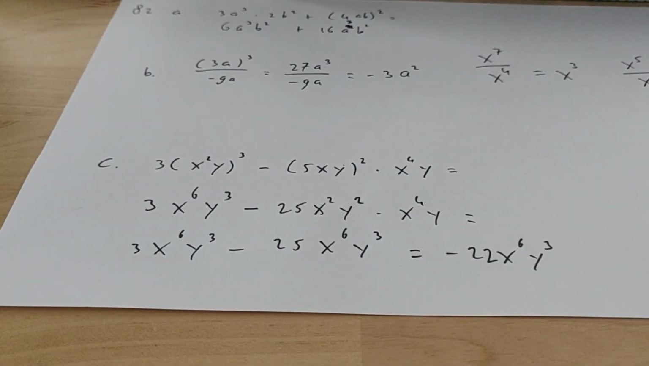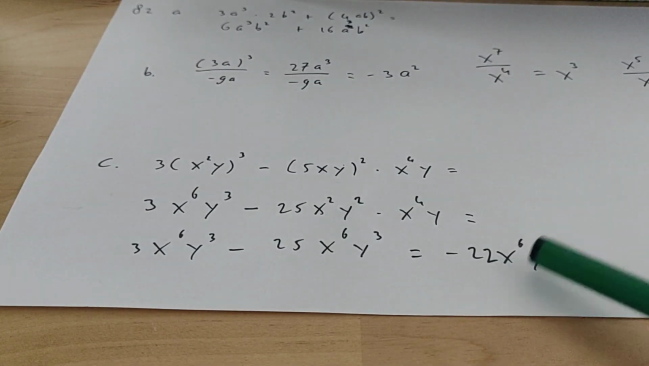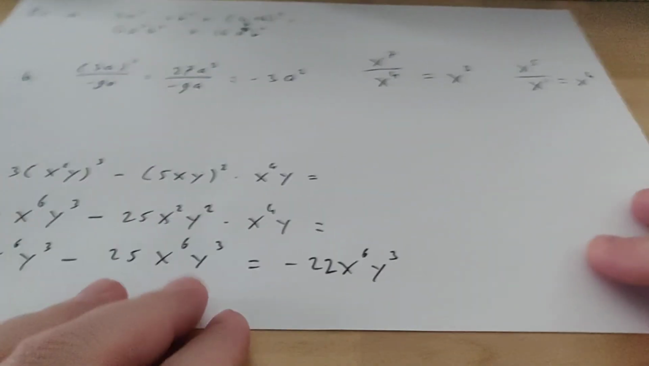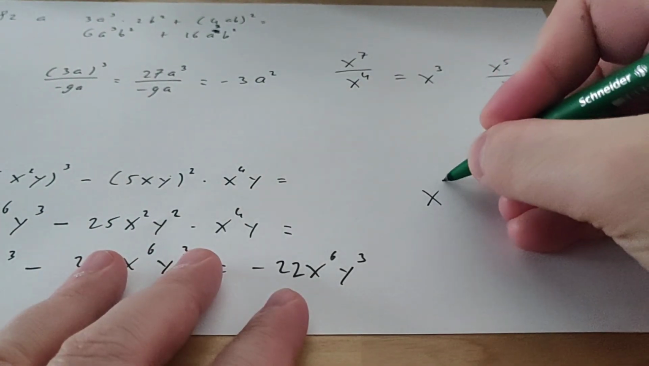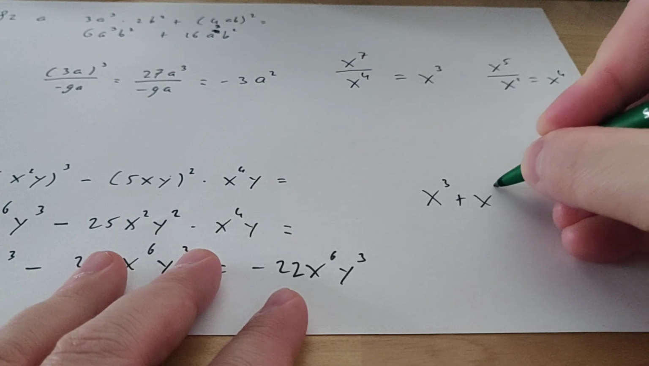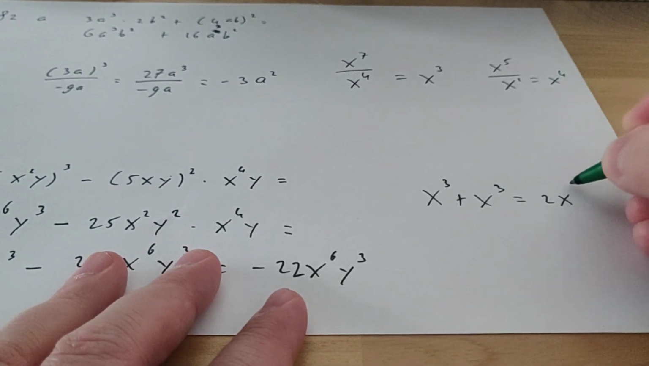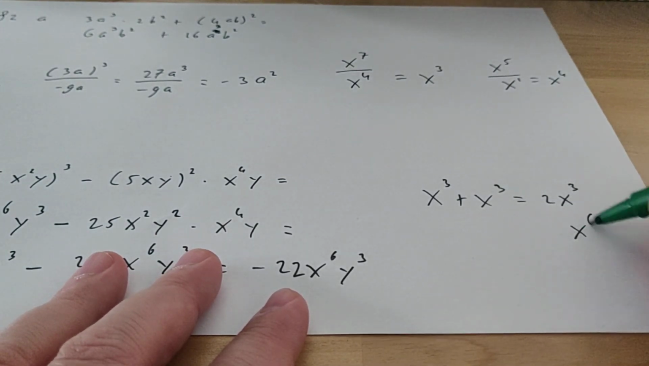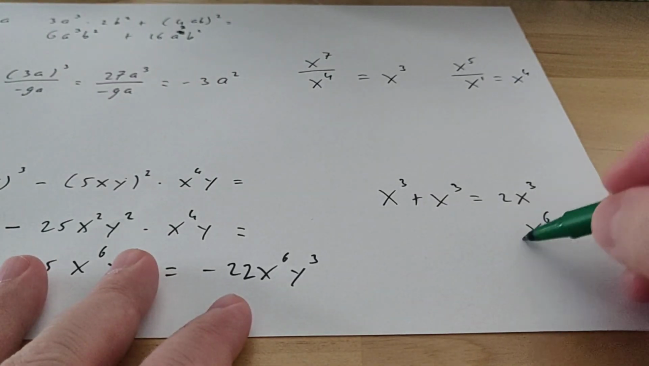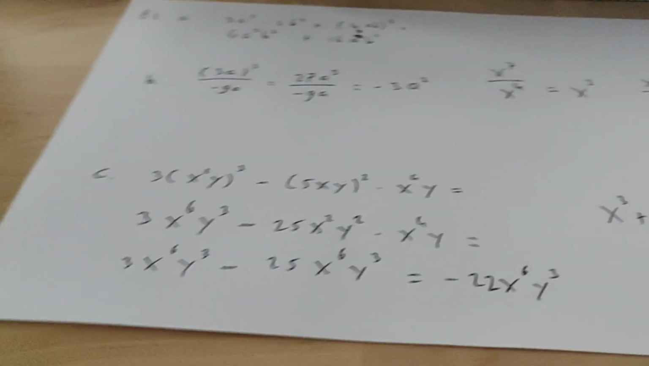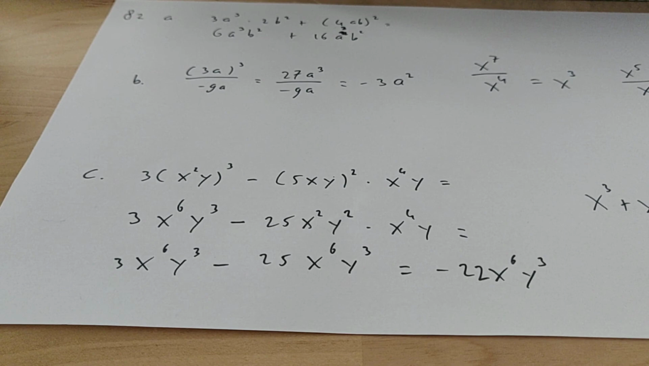Alright, so if you add or subtract powers, they don't change. Remember? Like earlier, if you had x to the power of 3 plus x to the power of 3, it's just 2x to the power of 3. And it doesn't become x to the power of 6, right? It doesn't change. Yeah. So this is the answer. Minus 22 x to the power of 6, y to the power of 3.